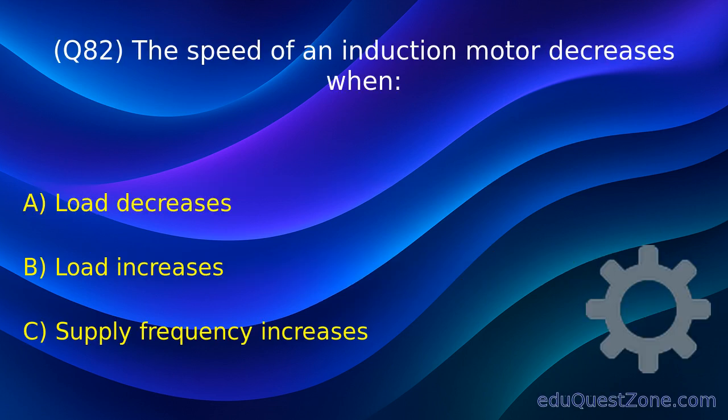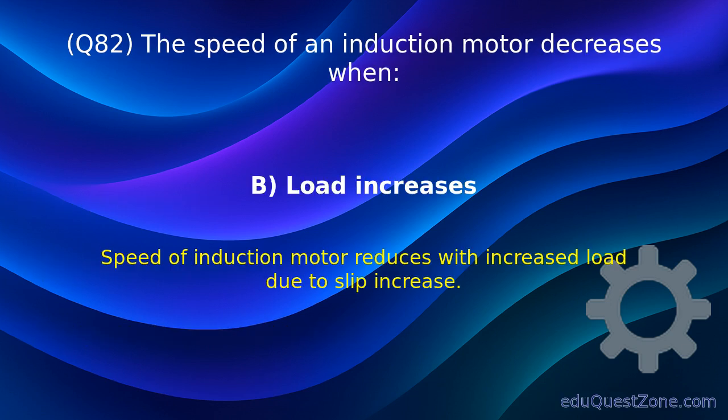Question 82. The speed of an induction motor decreases when. The correct answer is B, load increases. As load increases, slip increases and speed decreases.